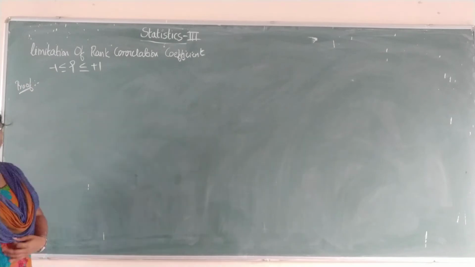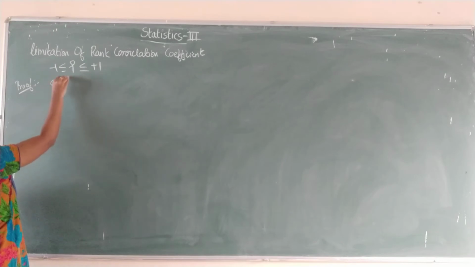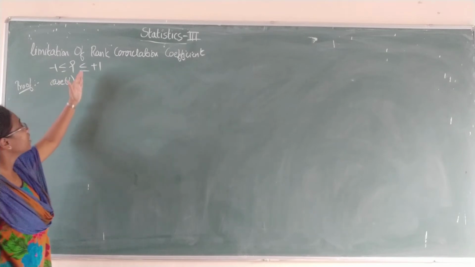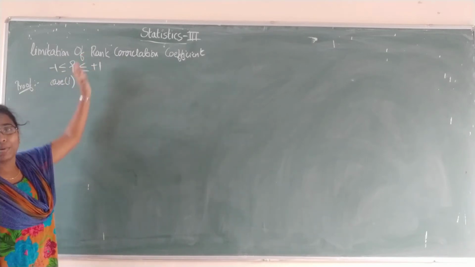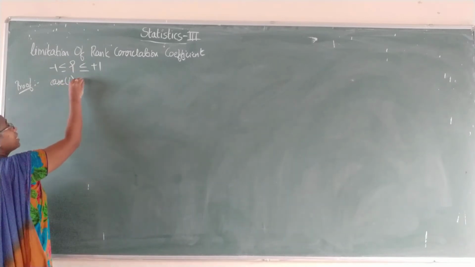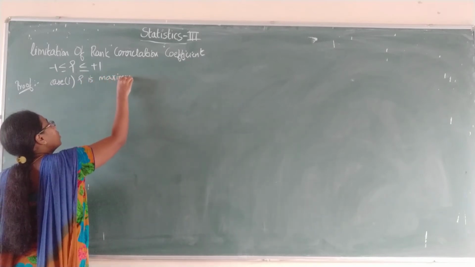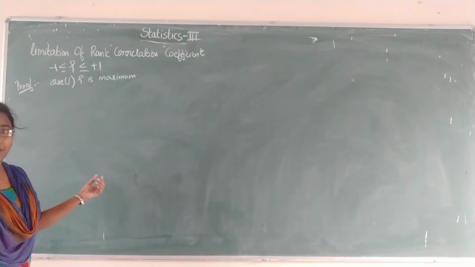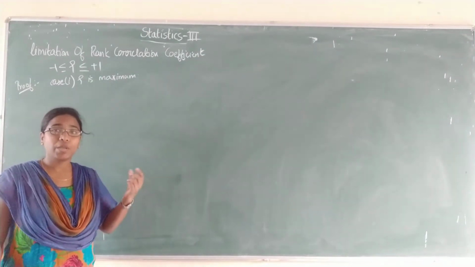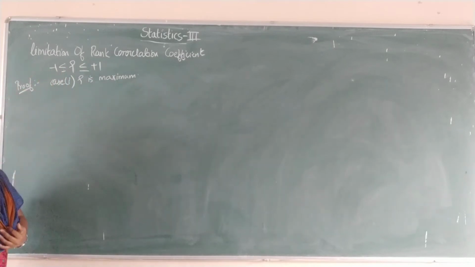For this proof we are going to consider two cases. Case 1: we are finding the upper limit, that is the maximum value of rho. In case 1 we will find the maximum value we can get for rho, and in case 2 we will find the minimum value for rho. So the maximum value should be +1 and the minimum value should be -1.